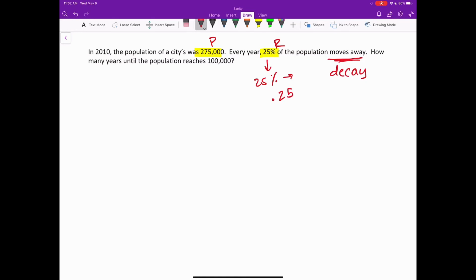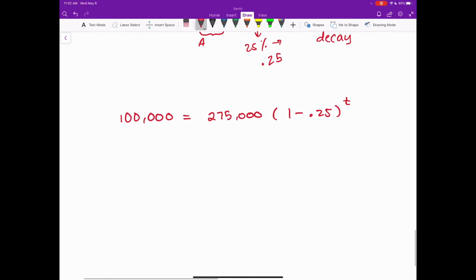How many years until the population reaches 100,000? All right, so again, there would be my A value. After some amount of years, we've dwindled ourselves down to 100,000 left in the city. So I'm going to just input all this in. 100,000 equals my principal of 275,000 times 1 minus 0.25, that rate, raised to the power of t. And now we'll just simplify this down here. So I'm going to divide by 275,000.